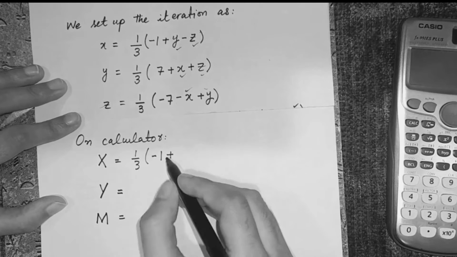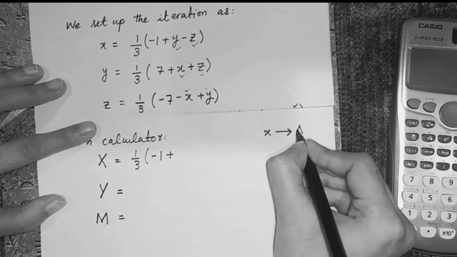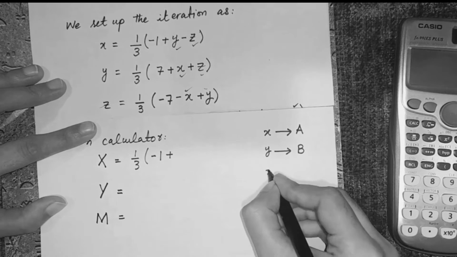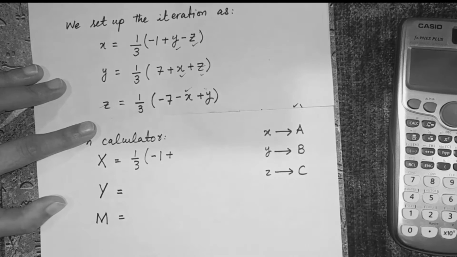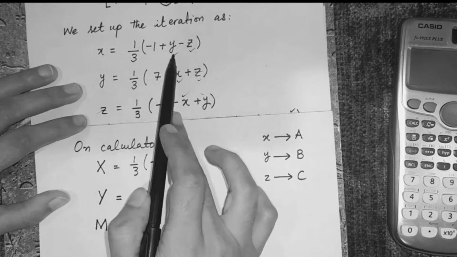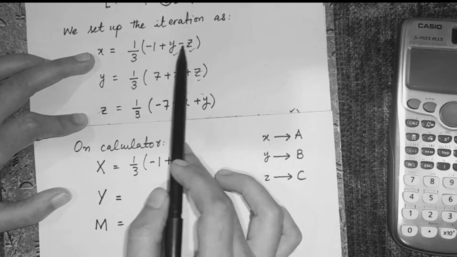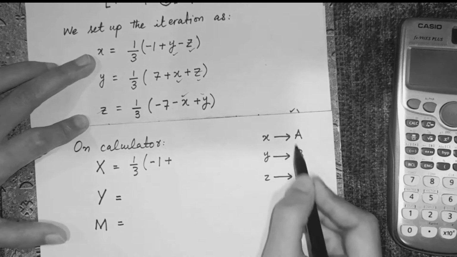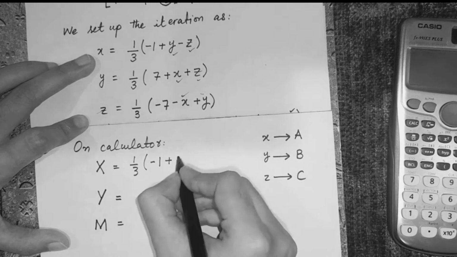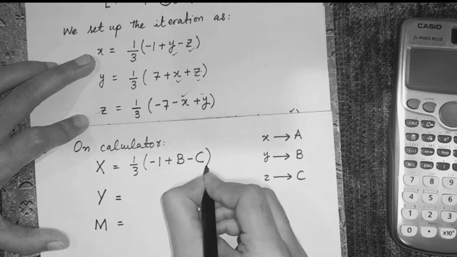Now these are the new values. For the older values we will assign the value of x to capital A, the value of y to capital B, and the value of z to capital C. Okay, negative of 1, y and z. When we are calculating x, we don't have the value of y and z, so we'll simply put the initial guesses. For y, B, and for z it is C, so negative of C.